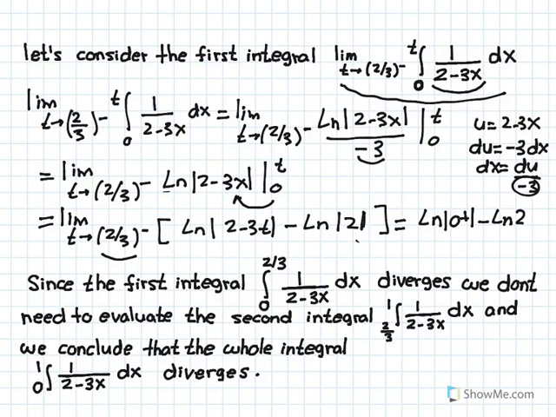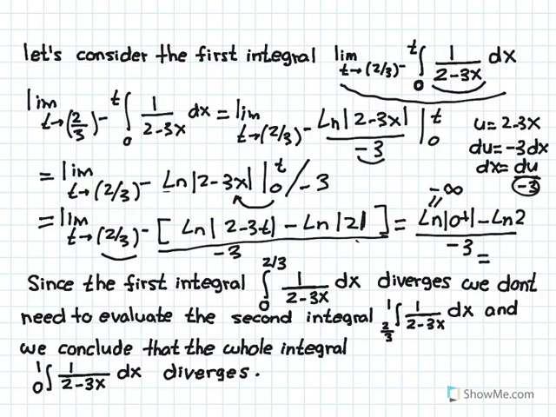and this is all divided by -3. So I just need to correct myself here. Let's divide all of this by -3. In any case, log of 0 is going to go to minus infinity. So we get minus infinity divided by -3. The answer is going to be infinity. That means the integral diverges.